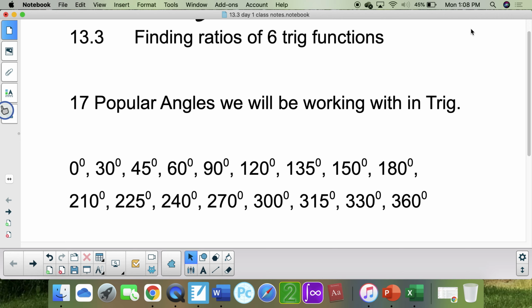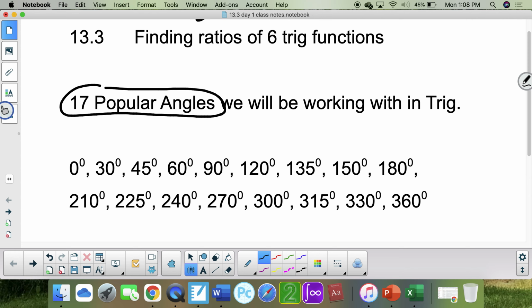Okay, 13.3 is called finding ratios of 6 trig functions. If you take trigonometry next year, you really center on the 17 popular angles. And these are the 17 popular angles that you really study in trigonometry. And like I said, this is just a little taste of what trig will look like for next year. So, next page.